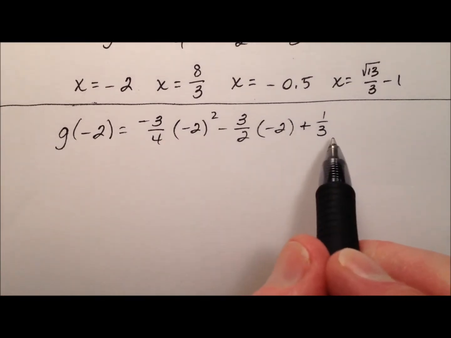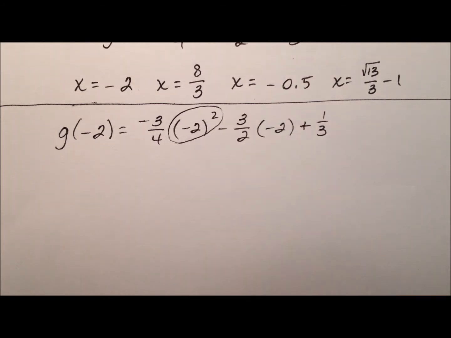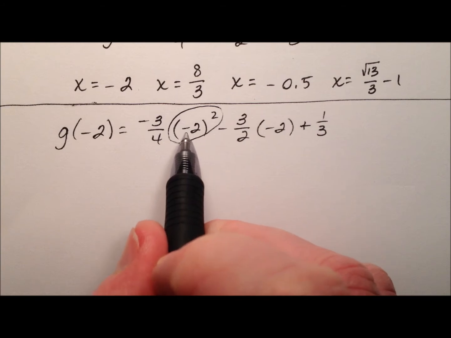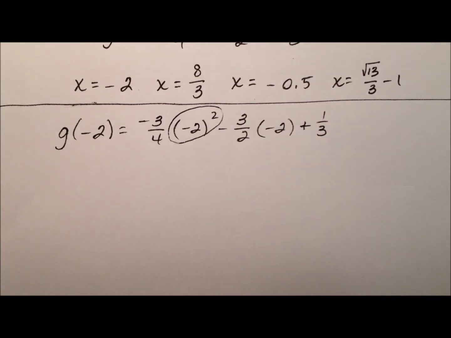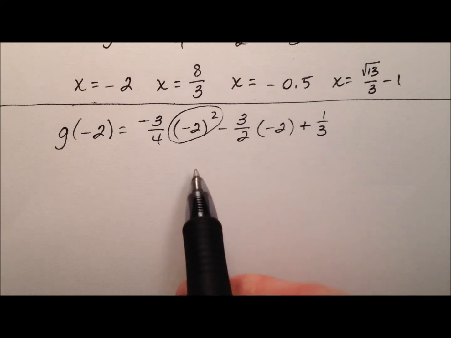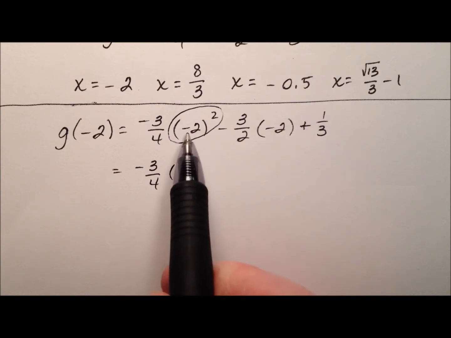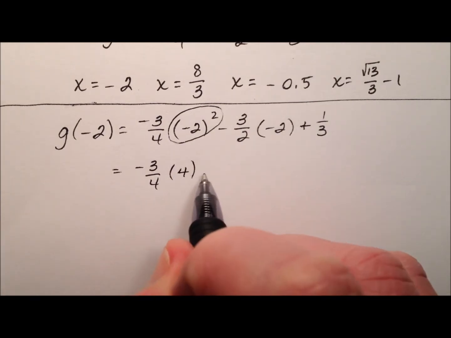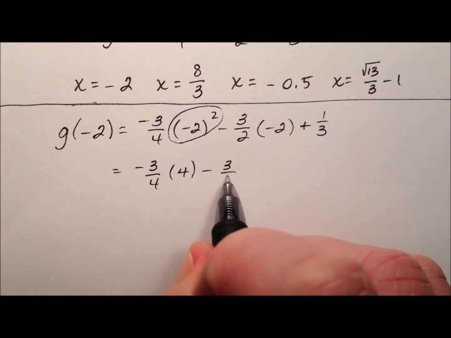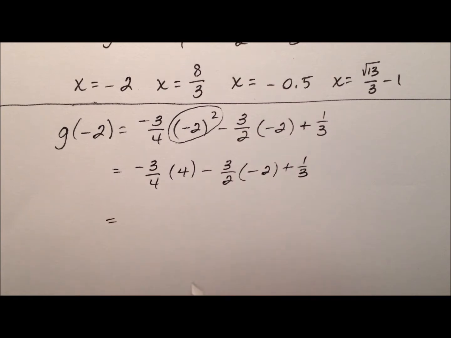So when we're evaluating these quadratics, this exponentiation is higher on the order of operations food chain. So we'll do this first because that's higher precedence than the multiplication or the addition or subtraction that might take place later on. So we're going to have -3/4 times -2 squared, which is -2 times -2, so that's +4. And for now, we'll just bring the rest of this stuff along for the ride.